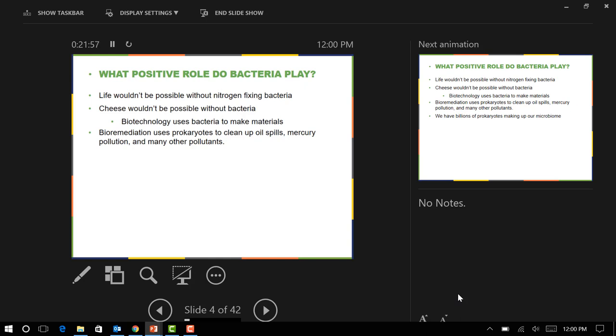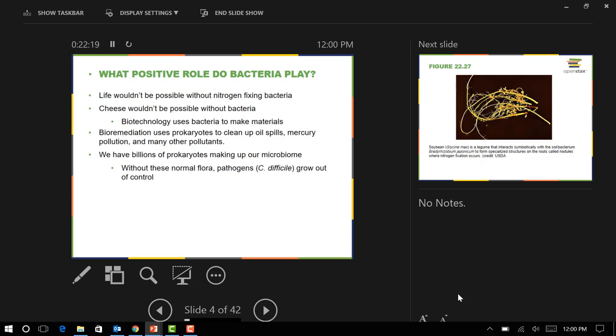And then bringing it back to us as individuals, we have literally billions, maybe hundreds of billions, trillions of prokaryotes making up our microbiome. And so without these normal flora, pathogenic bacteria grow out of control, like Clostridium difficile, C. diff. And so if you've ever known anybody who's contracted C. diff, or you've read a story about somebody who contracted C. diff, or you've seen some of the ramifications of that, I mean, it is a very, very serious intestinal issue. And it's virtually impossible if your gut bacteria are even remotely close to what they ought to be.